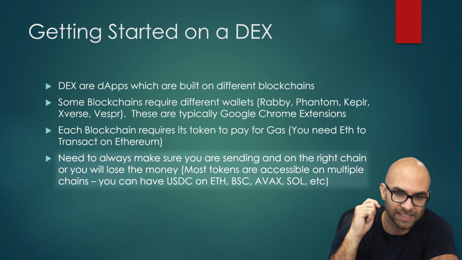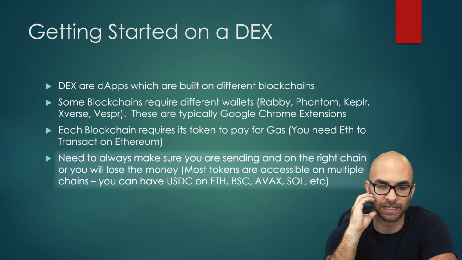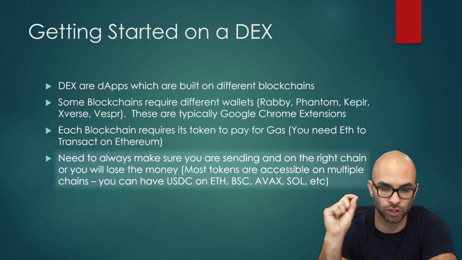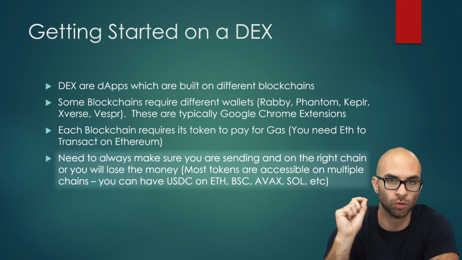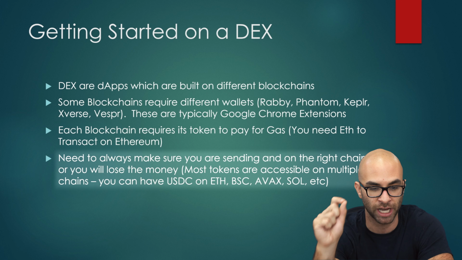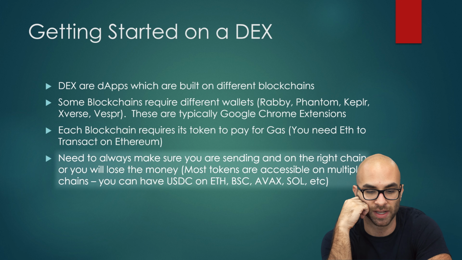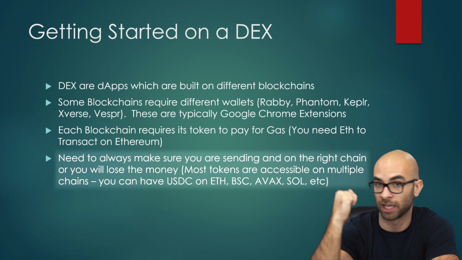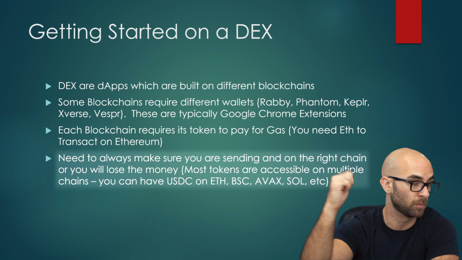So just be aware that you're also going to need that home token in a sense if you're interacting with that blockchain. The last thing that I want to say about getting started on a DEX, and I brought this up in my CEX video, you need to make sure that you're sending your tokens to the right chain or you will lose the money. Most tokens, guys, are accessible on multiple chains. So for example, something like USDC can be on Ethereum. It can be on Binance. It can be on AVAX. It can be on Solana.